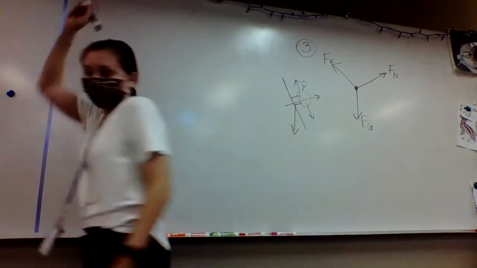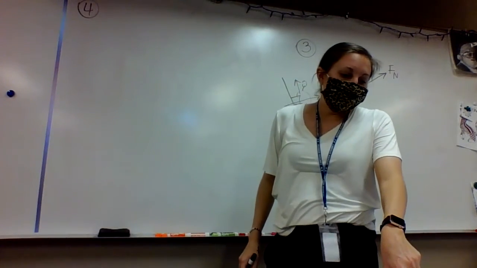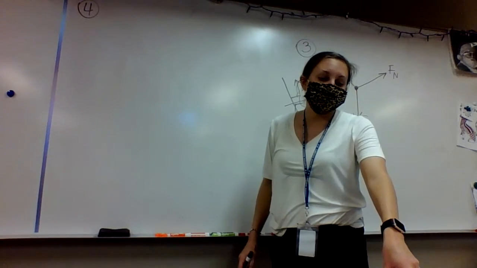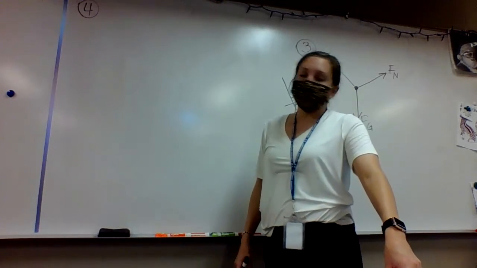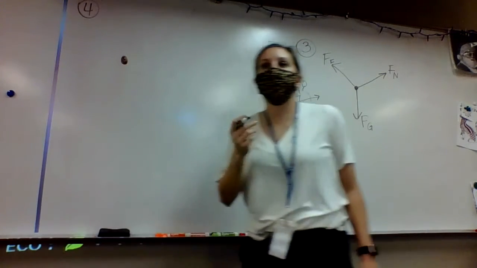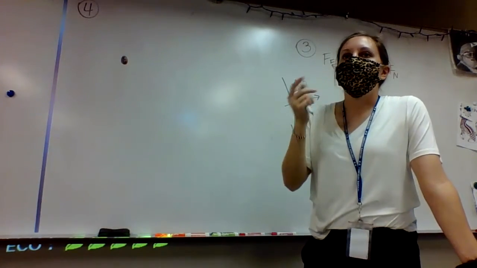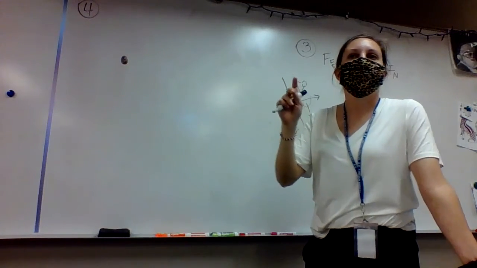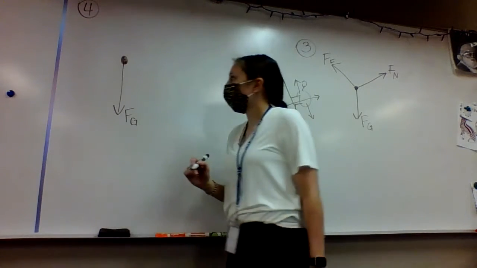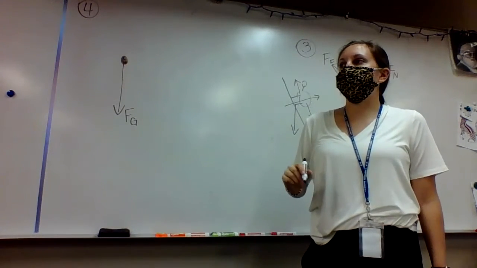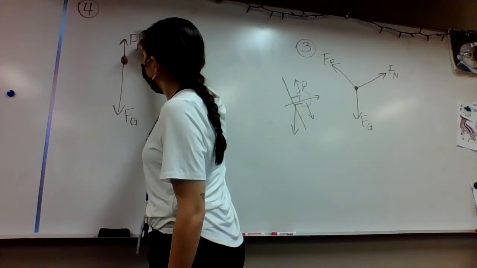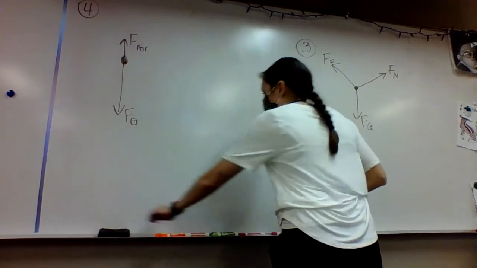Number 4. An Archaeopteryx egg fell out of the tree and is accelerating downward. There is air resistance. Okay, so here is my egg. What kind of arrows are we drawing? Up and down. Which one's going to be the longest? The downward arrow, yes. The gravitational force. What type of force is the up arrow? Air resistance, yes. Good. I'm glad it's easy.